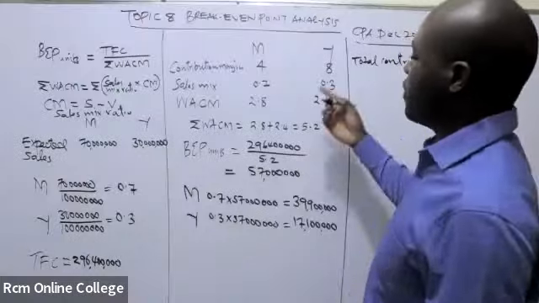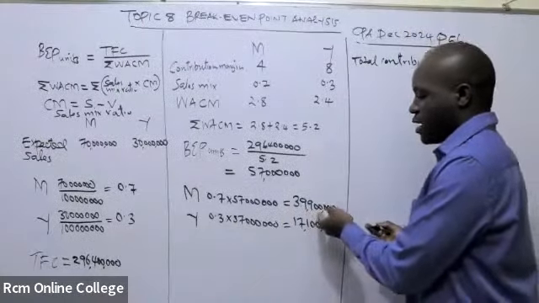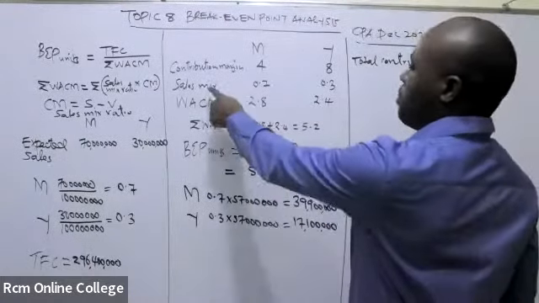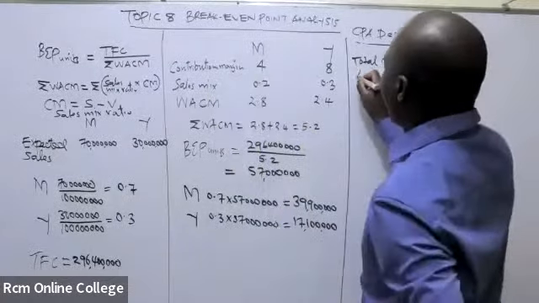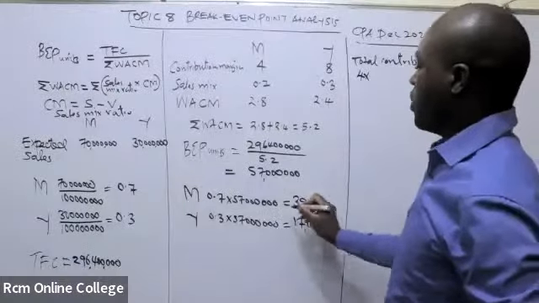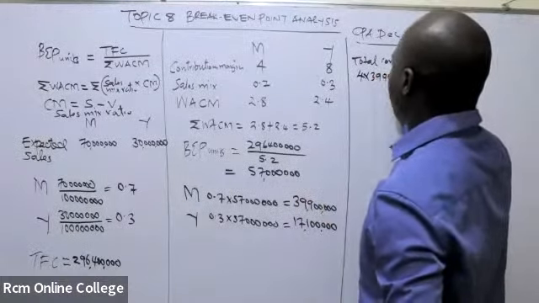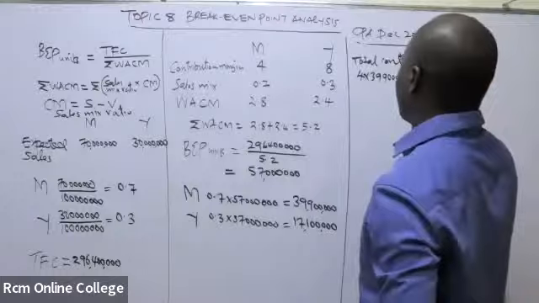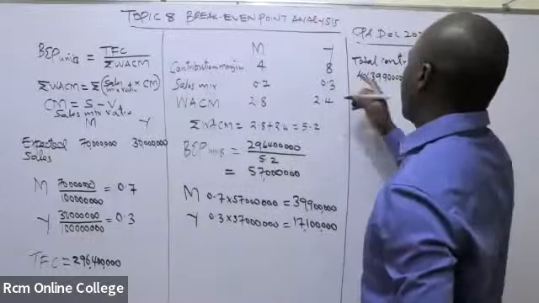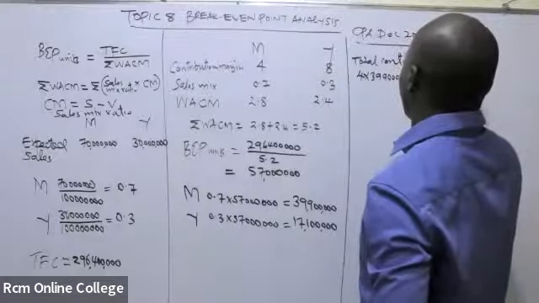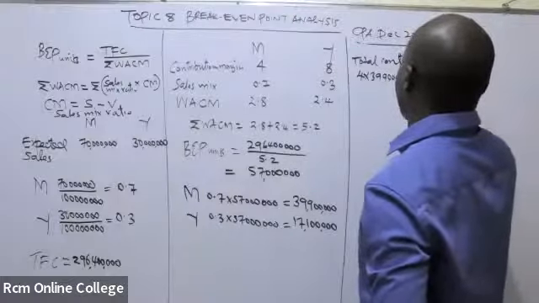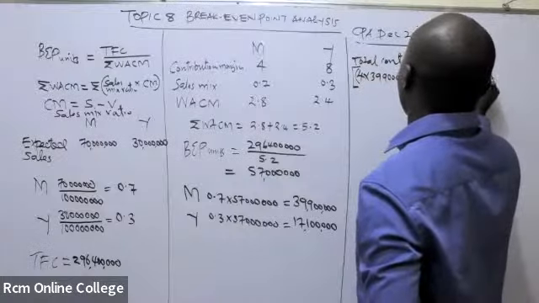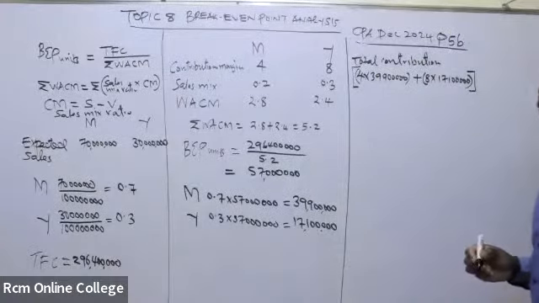So can we get total contribution? Total contribution at break-even point, where we need to sell 39,900,000 units of M and 17,100,000 units of Y. The contribution per unit of M is 4, and remember we are talking about 39,900,000 units of M, plus contribution margin per unit of Y, which is 8, multiplied by 17,100,000 units of Y. When we add this, we'll get total contribution for the two products.